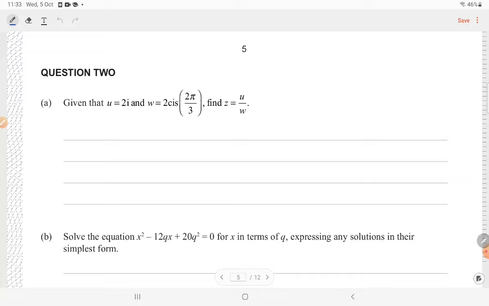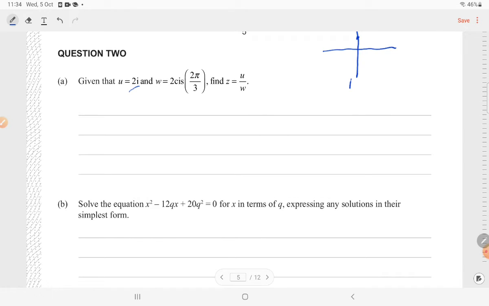Let's keep going here. U equals 2i and W equals 2 cis 2 pi over 3. So if U is 2i, that means in an Argand diagram it will be here, because this is just the imaginary line, and this is the real part. So it will always stay an imaginary number. It's just one imaginary number and no real number, so it'll always stay on this line.